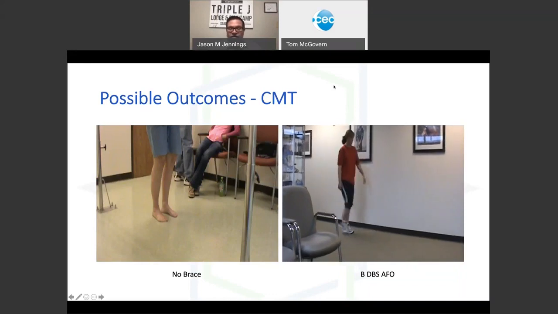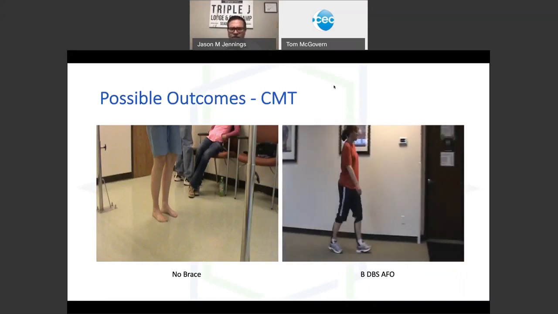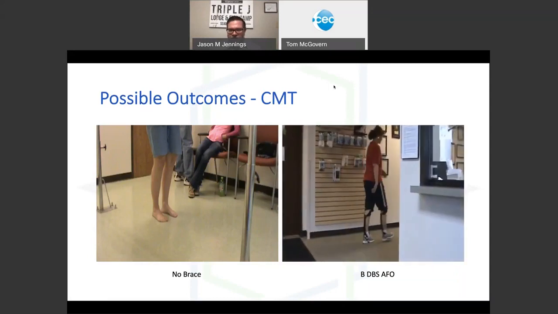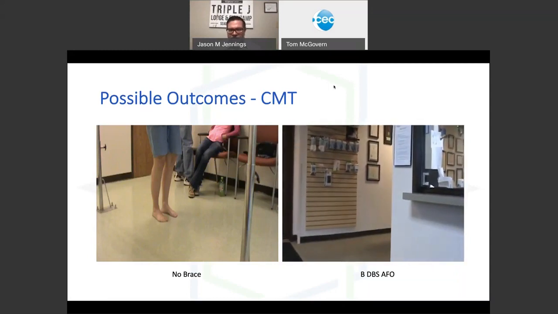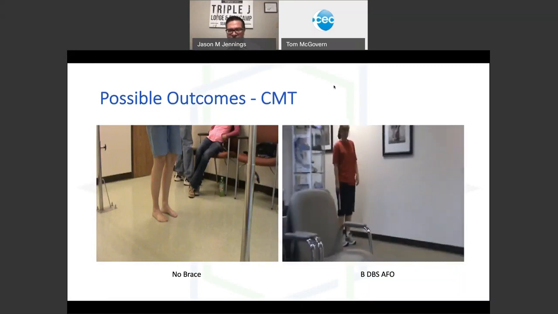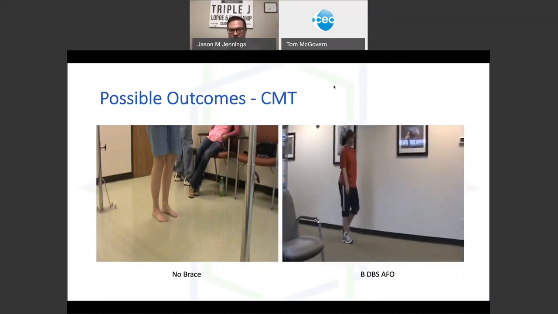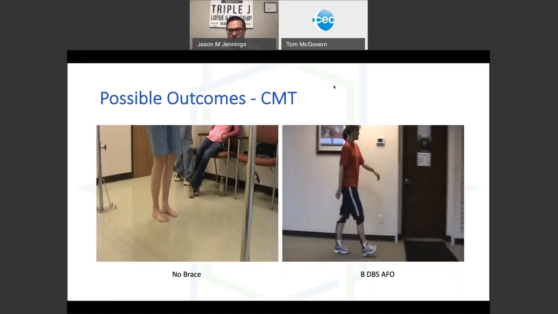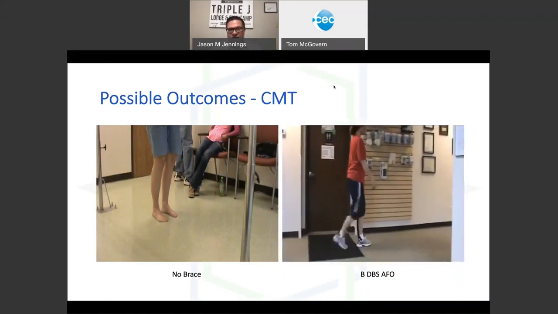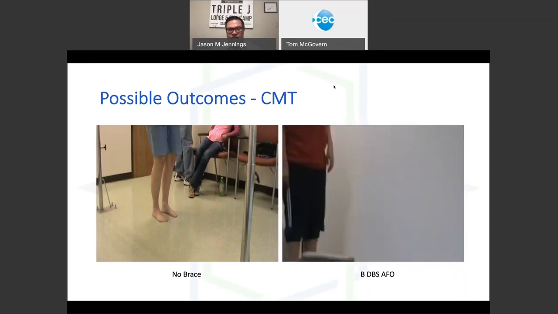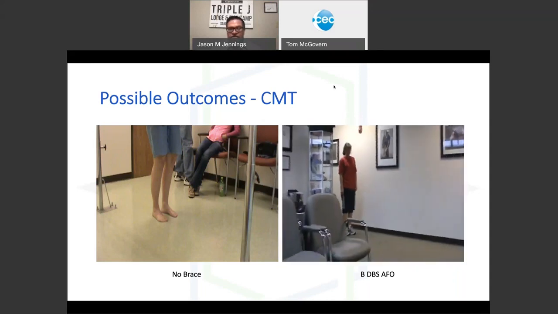So you can see that her foot drop is controlled. She's now getting knee extension from mid to terminal stance where she didn't in an unbraced condition. She does have hip flexion contractures, but she will start to stretch that out. And if you notice, she's able to stand and balance hands free in the hallway before she even gets started.